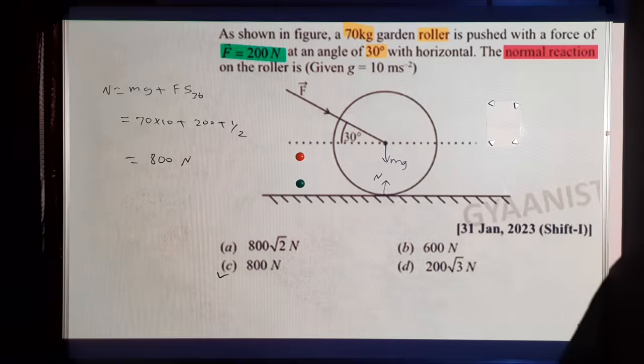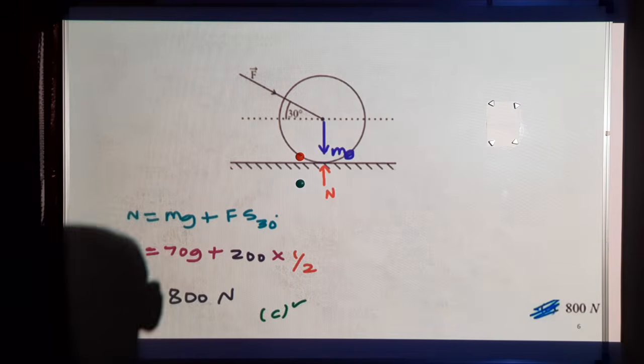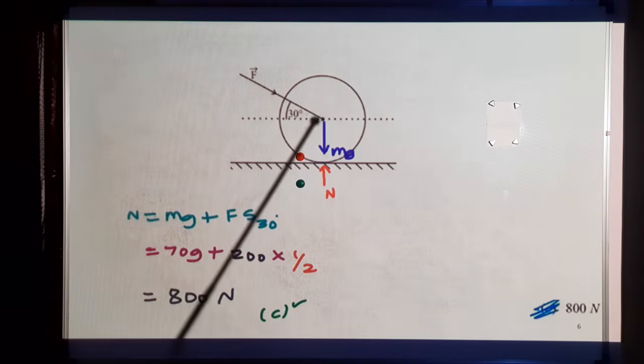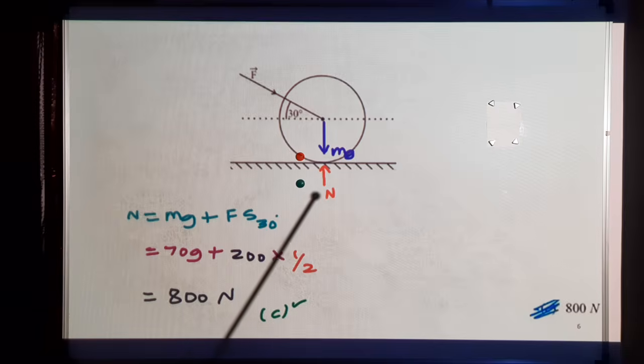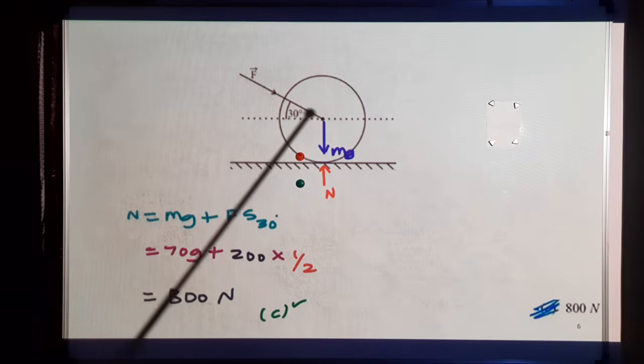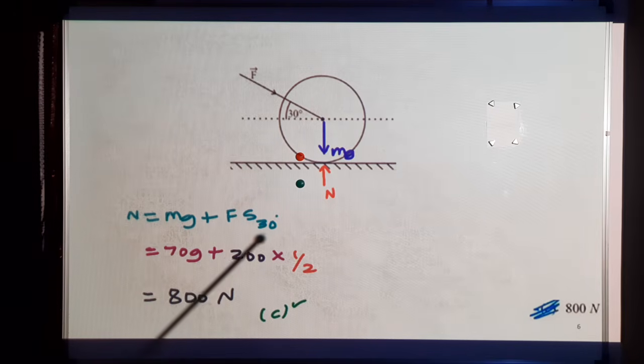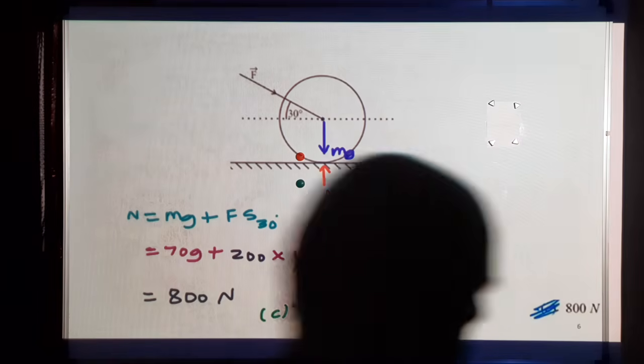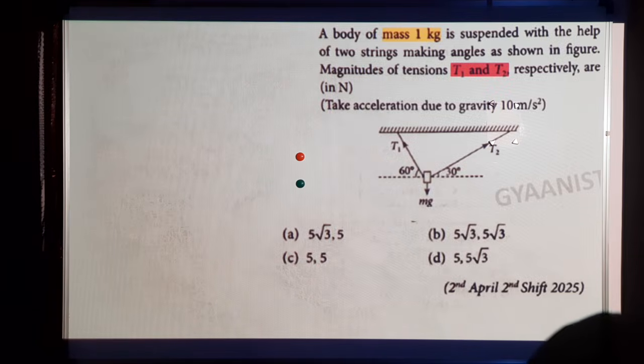C is the correct option. So this one is explained here. The forces are the weight and the normal action at the point of contact. It will pass to the center. So if you write the force balance about this point, normal action will be balanced by this downward force mg plus the F component, which is downwards. So from this, we get the normal action as 800 Newton. Next question.